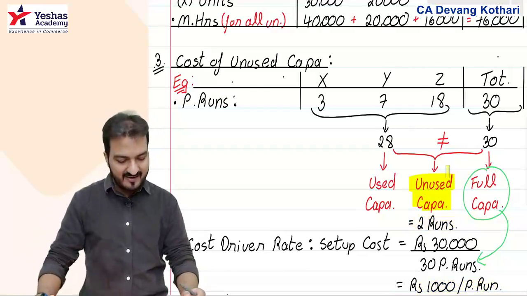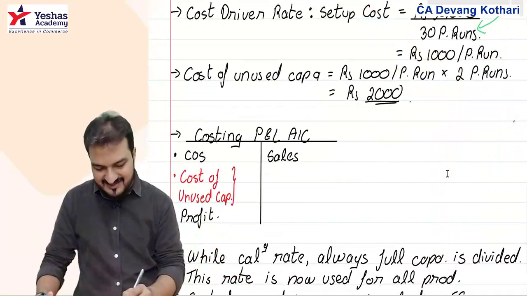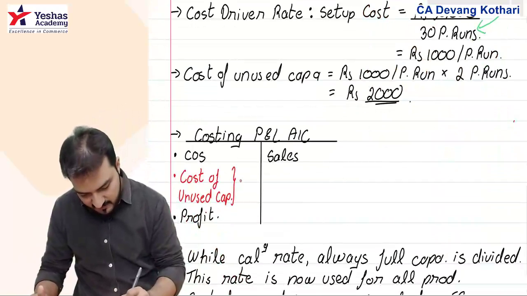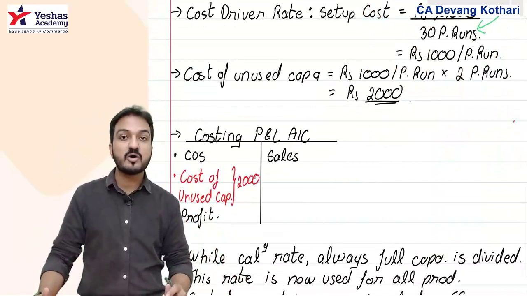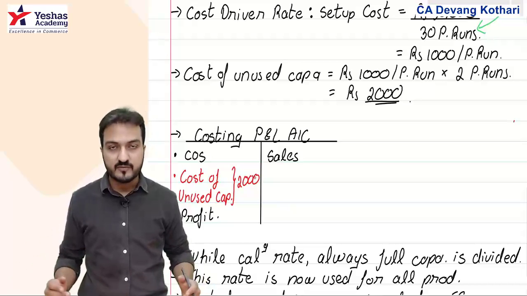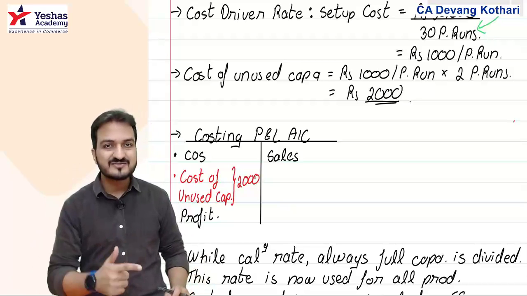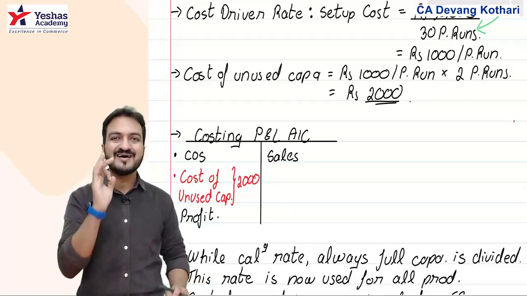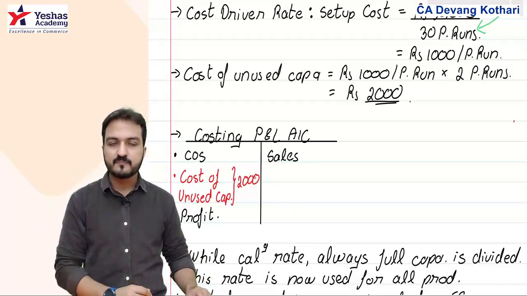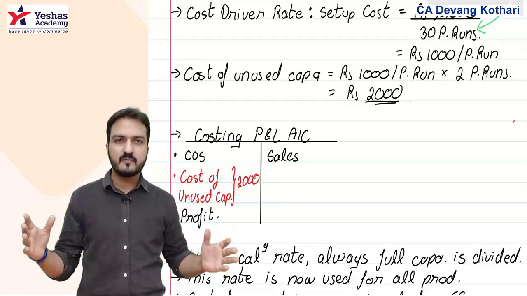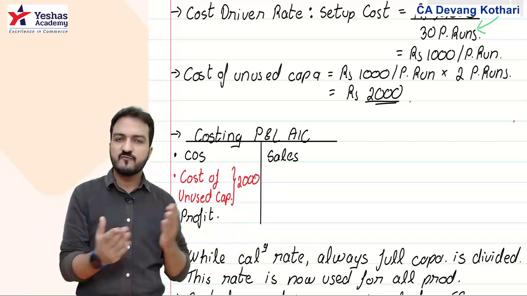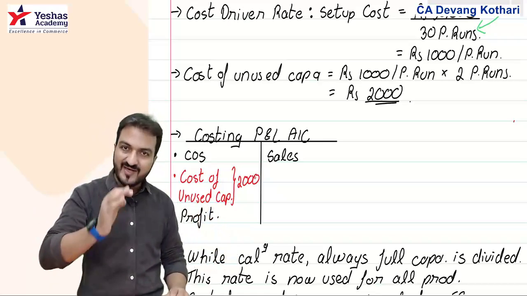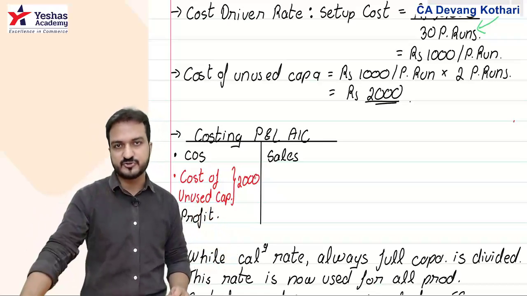Hence, I showed that 1000 into 2, 2000 separately in my costing P&L here. Because it is not recovered from anyone, I have to bear the cost. Then doesn't this 2000 also indicate under absorption? Yes, well, in one sense, I can say that cost of unused capacity is very much like under absorption.